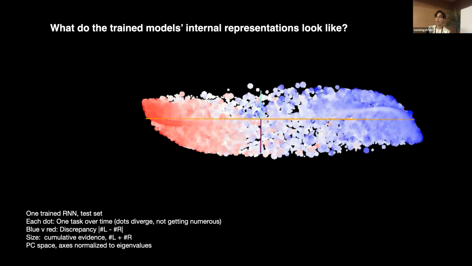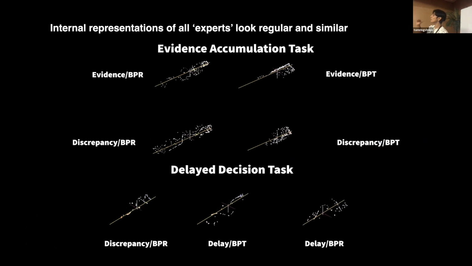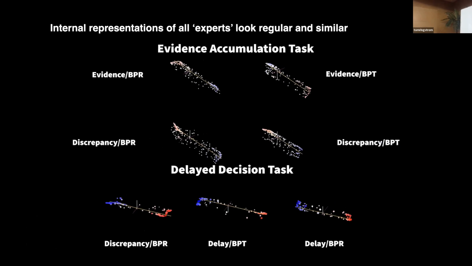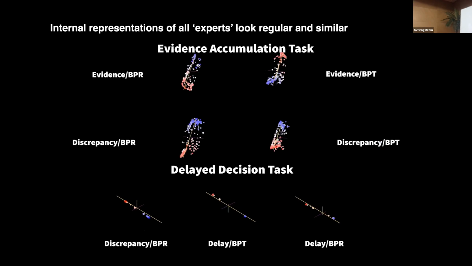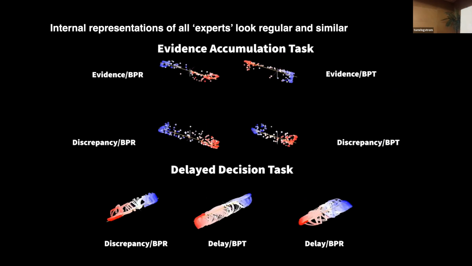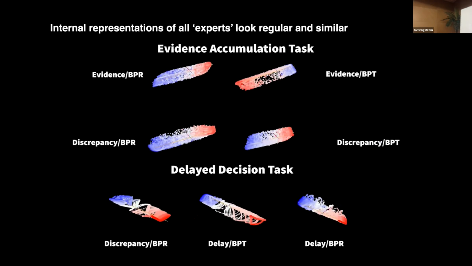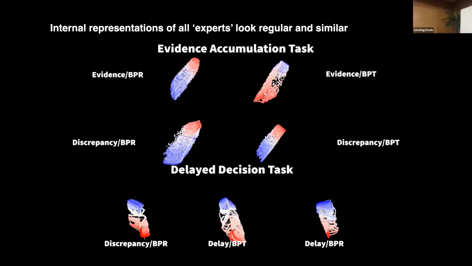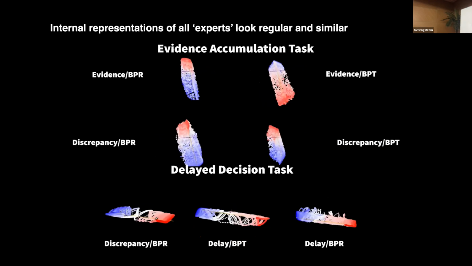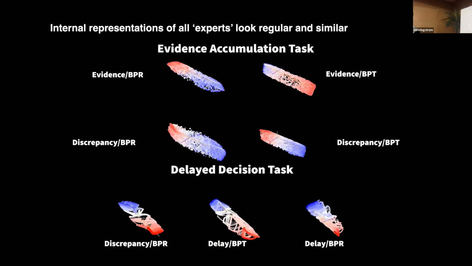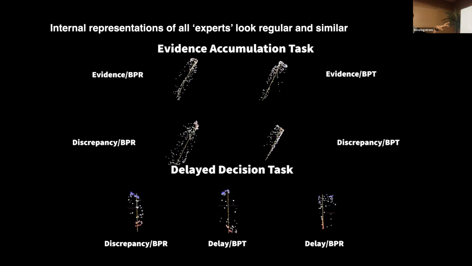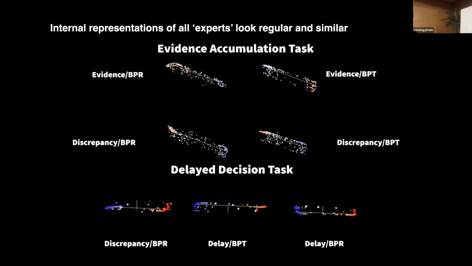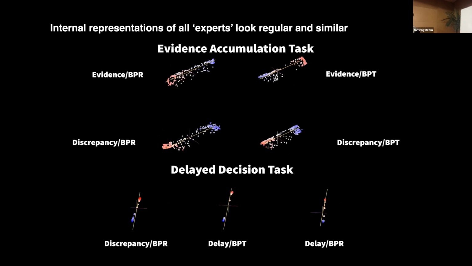And in fact, now when you look at all of them, I'm showing you both the tasks, evidence accumulation and delayed decision. I'm showing you all curricula and all the learning principles. These are networks that have been trained by means of a curriculum. They're all in their expert state. So you're seeing the test performance of networks that have been trained by means of different learning rules and different curricula. And at the end, they all look the same.